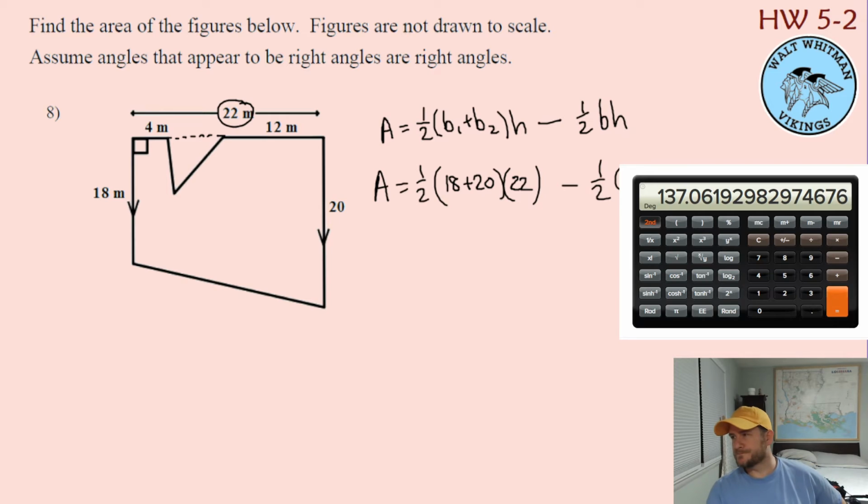Now for this one, to find the base of the triangle, we're going to want to use this dimension right here. And hopefully you can tell that that dimension plus this piece would be the total vertical change of 22. So adding up the 4 and the 12, I get 16, and if I subtract 16 from 22, I'm left with 6. So that should be the base of our triangle. Now we also need a height though.